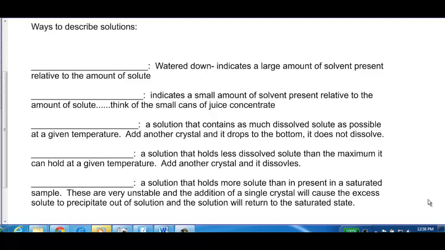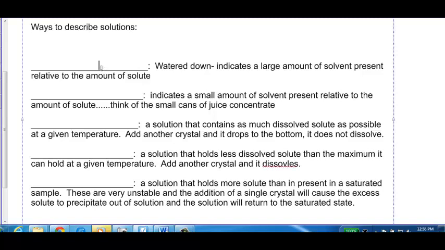And the final one, number 5, is a solution that holds more solute than it possibly can in a saturated sample. These solutions are very unstable, and if you add a crystal, it will cause all the extra that you had dissolved in there that you weren't supposed to have dissolved to precipitate out, to fall out of solution. Okay? So think about those for a minute. Maybe pause the video, and when you come back, we'll complete the terms.